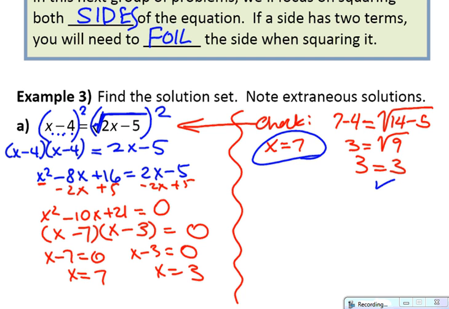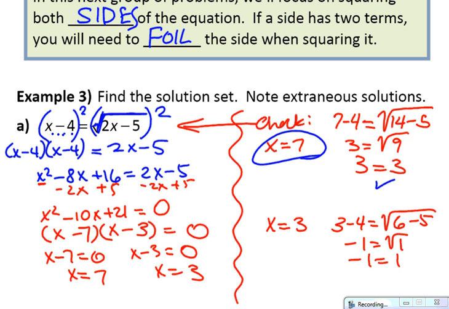Then let's check the x is equal to 3. And we will get 3 minus 4 is equal to the square root of 2 times 3, that's 6, minus 5. So that's negative 1 is equal to the square root of 1. Negative 1 is equal to 1. And that does not check. So x equals 3 is said to be extraneous.